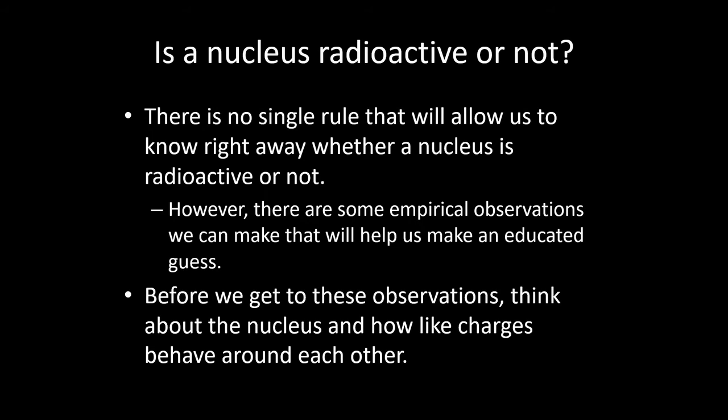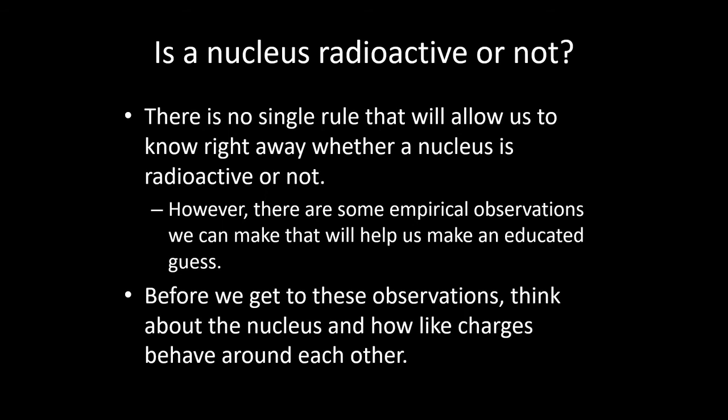How can we tell if a particular isotope of an element is going to be radioactive or not? Is there some way for us to figure that out? The answer is, unfortunately, there's not really a hard and fast way. There's not a rule that applies every time that you can always tell if something is going to be radioactive or not. But in some ways, a better question might be, why the heck is any nucleus stable in the first place?